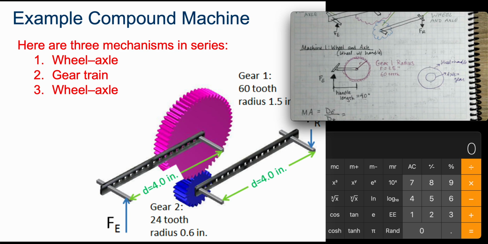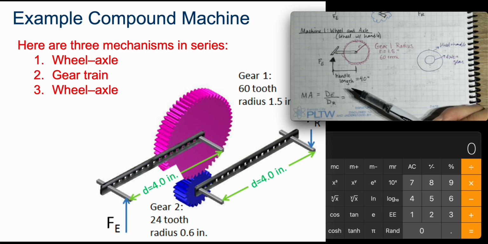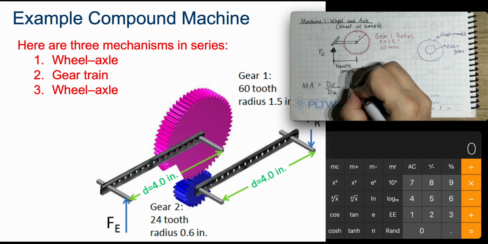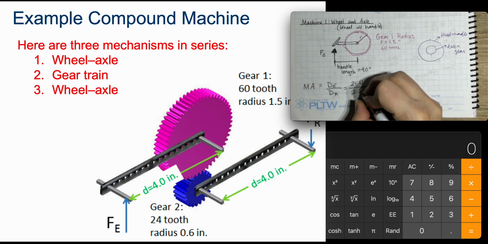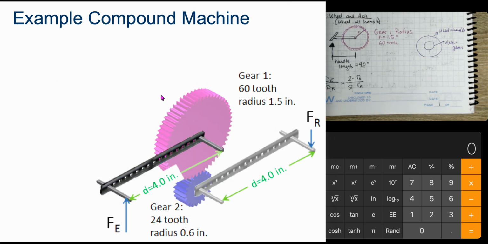But what's helpful is, because of the equation for diameter, 2 times r, and the equation for circumference, 2 times pi times r, or pi times diameter, all of that kind of cancels out. So if we're given radius instead of diameter, it's going to be the same ratio. Okay, so that would basically be 2 times the effort radius over 2 times the resistance radius. That's essentially what the formula would be for the mechanical advantage. Okay. So just focusing on this part for right now.